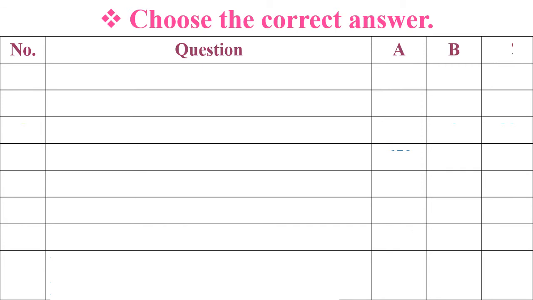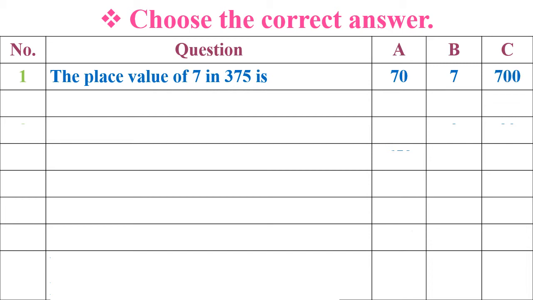Your first question is: the place value of 7 in 375 is 7, 70 or 700. So see here, 7 lies in the place of tens. That's why your answer is 70.